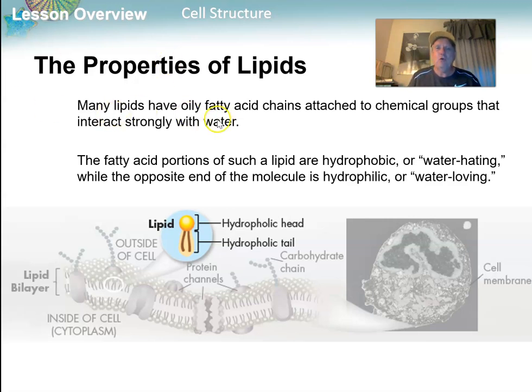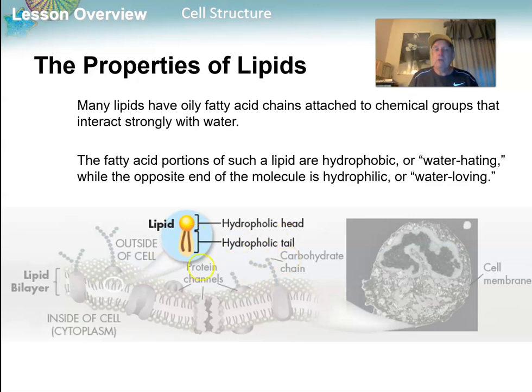Many lipids have oily fatty acid chains attached to a chemical group that interacts strongly with water. The fatty acid portion of such a lipid is called hydrophobic, or water-hating, while the opposite end of the molecule is hydrophilic, or water-loving. So, the tail is made out of the lipids. Remember, the cell membrane is a phospholipid, so the phospho part is up here at the head, and the lipid part is down here at the tail. I like to think of it as a beach ball with legs.